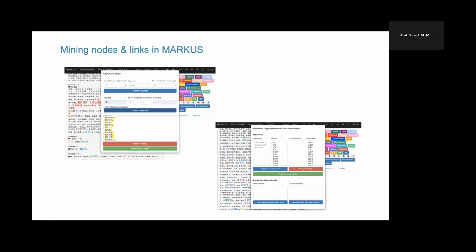annotation needs. For example, these are two examples. One is keywords helper. So you can put in keywords and let the system mark up any words between the two keywords. Here I choose an example of a place that the embassy participants climbed up to. So I choose a verb in Chinese, deng, climb, and also a period here. And you can ask Markus to mark up all the places that people climb up to.